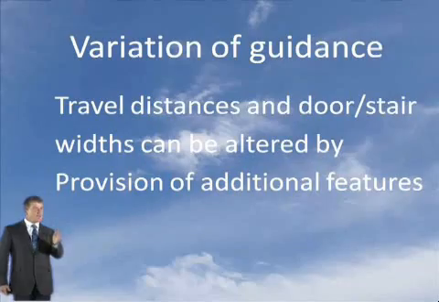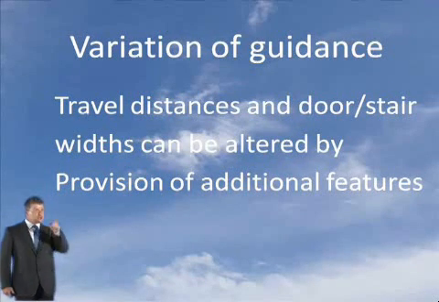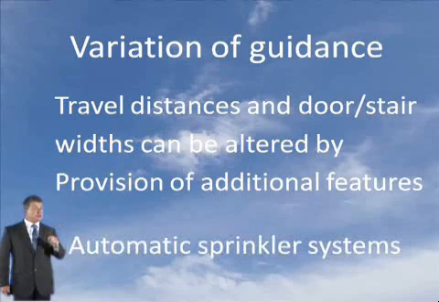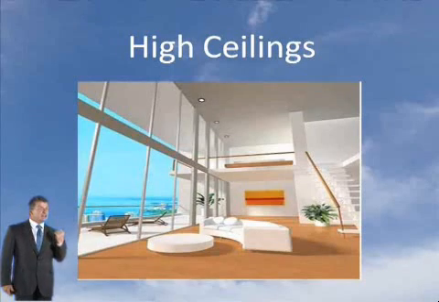Next area is the variation of guidance. How can you vary the code? Now, the travel distances, door, stair and corridor widths can be altered by the provision of additional features. So what can you do? You can put in sprinklers, you can increase the ceiling height, or you can have an additional level of warning. They're the 3 ways this code will vary.